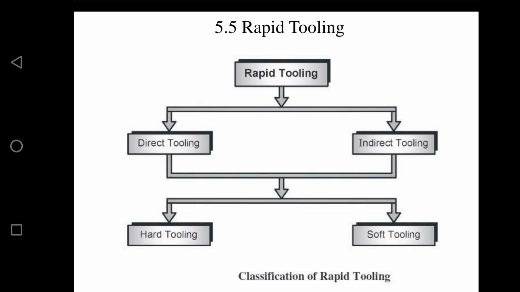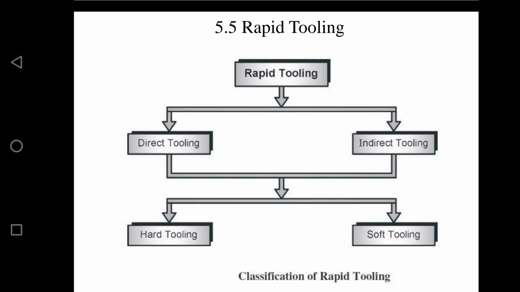In the classification of rapid tooling, we have two different types of rapid tooling processes. One is direct tooling and the second one is indirect tooling. So what is direct tooling? It is a process of making the tool, die or mold directly from the CAD data using the rapid prototyping process. If I am manufacturing the tool directly from the CAD data, using the rapid prototyping process, then that is called direct tooling.